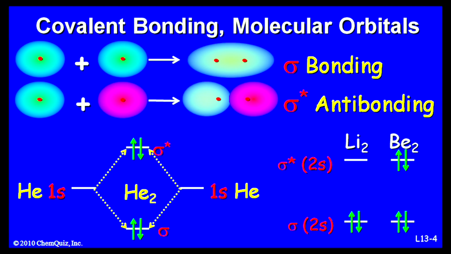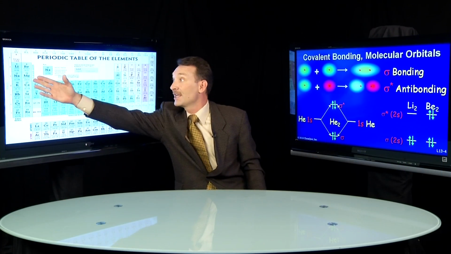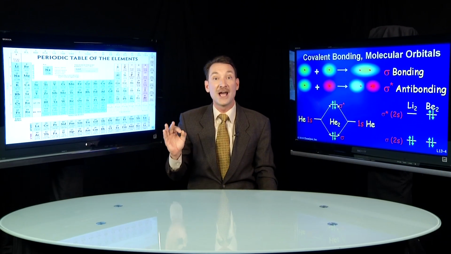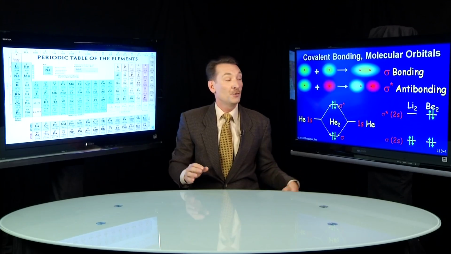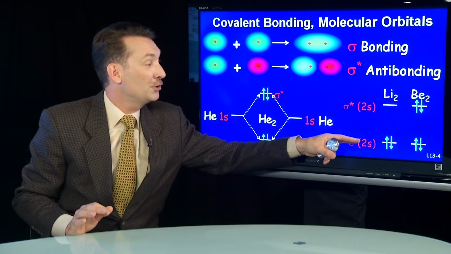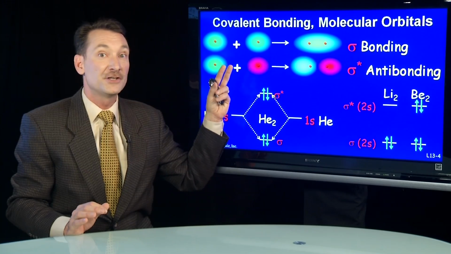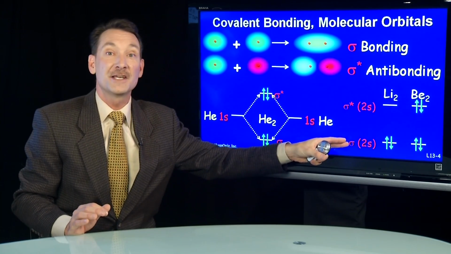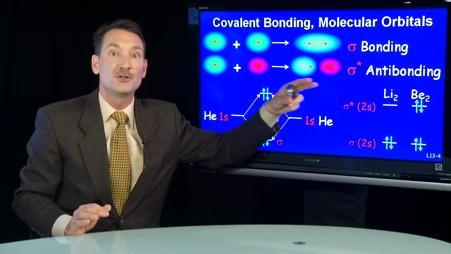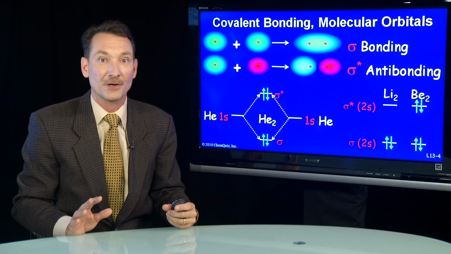You can continue, though, and look at lithium. If I go across the periodic table, let's look at lithium. Now I'm looking at a 2s electron. A 2s electron, I can take the 2s orbitals and use this same procedure. Add and subtract them to take a linear combination, form a sigma 2s and a sigma 2s star antibonding orbital.